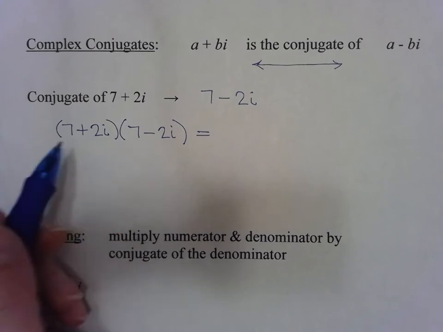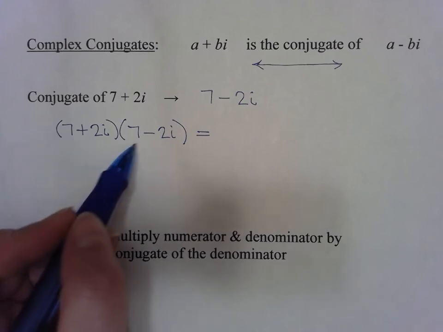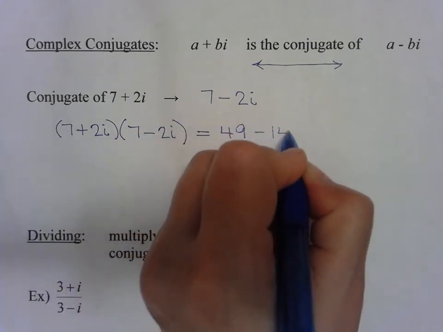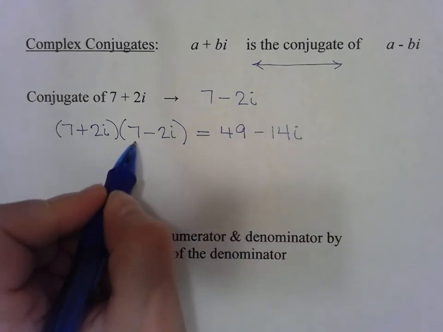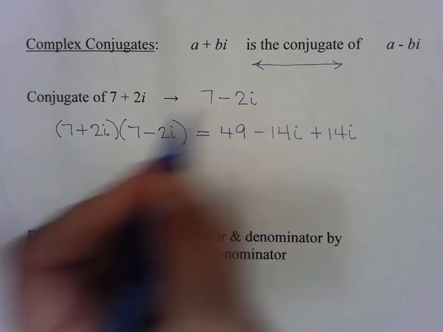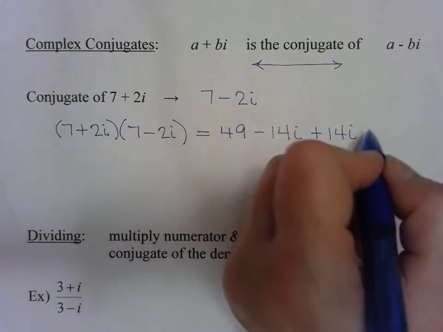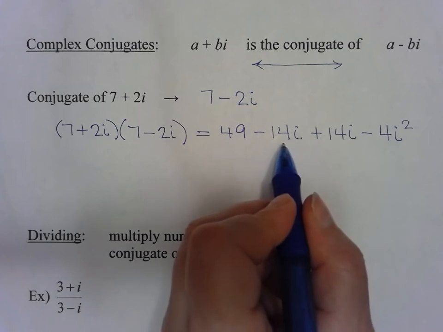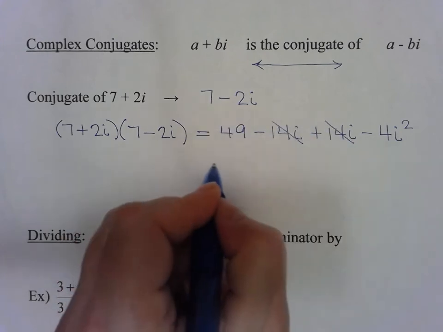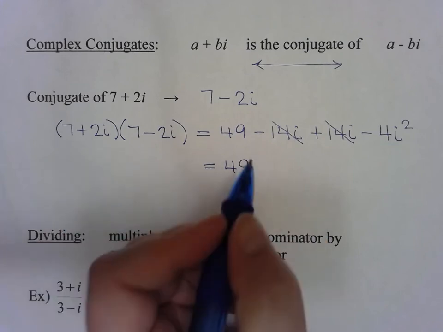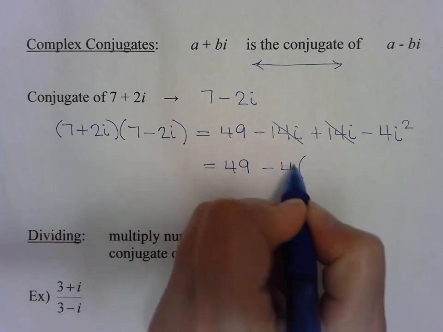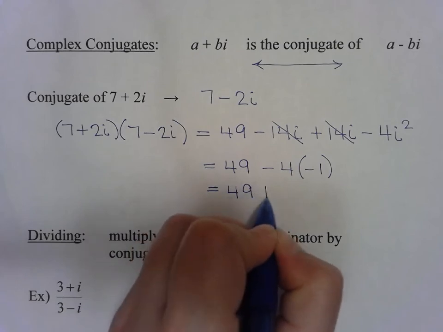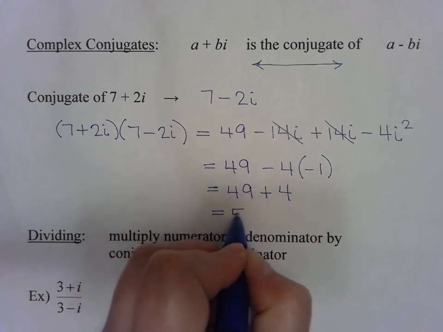This is sort of like that difference of squares pattern here. So we'll have 7 times 7. On the outside, we're going to have minus 14i. On the inside, we're going to have positive 14i. And then the last times the last would be a minus 4i squared. These middle terms are going to add to 0 and cancel each other out. This will be 49 minus 4 times i squared, which is negative 1. So really that's like 49 plus 4, or 53.